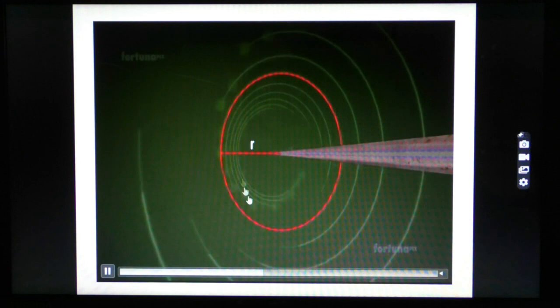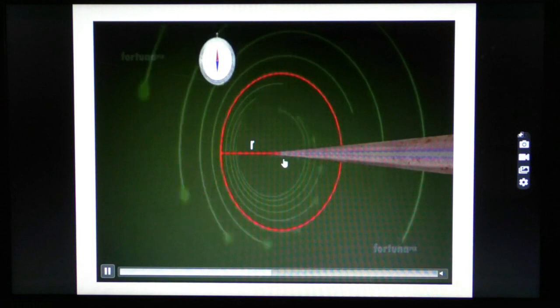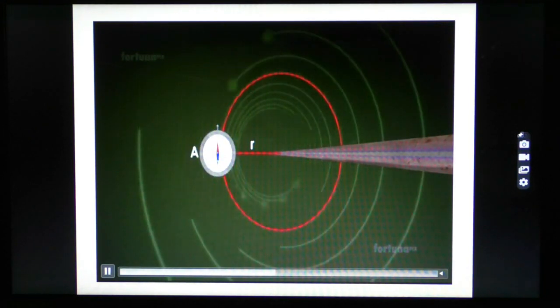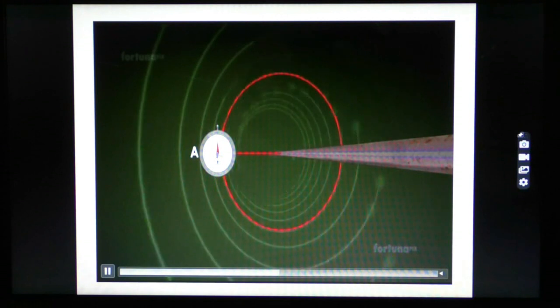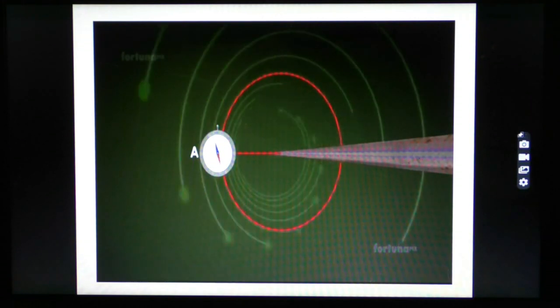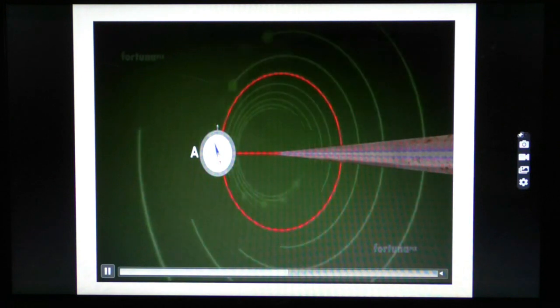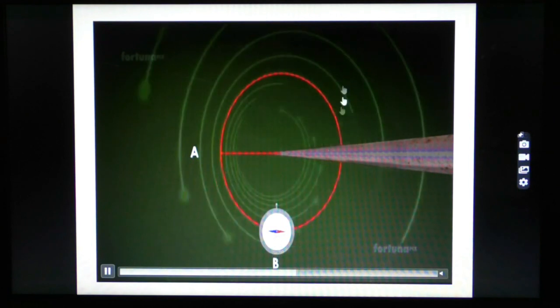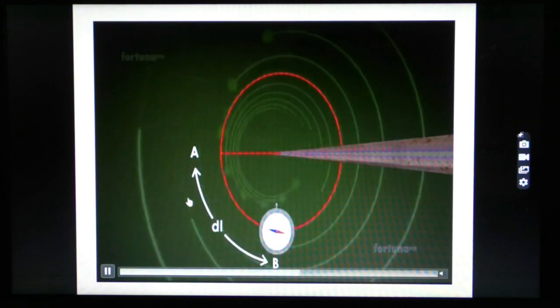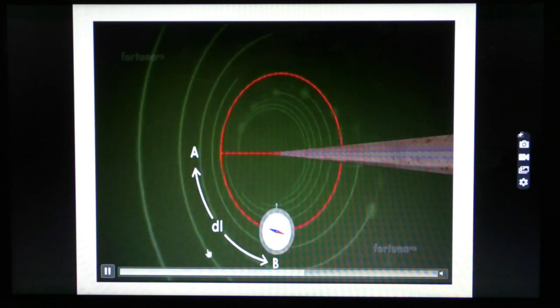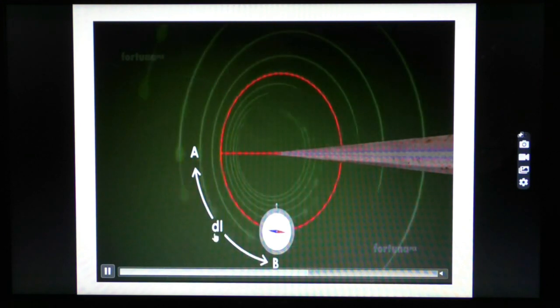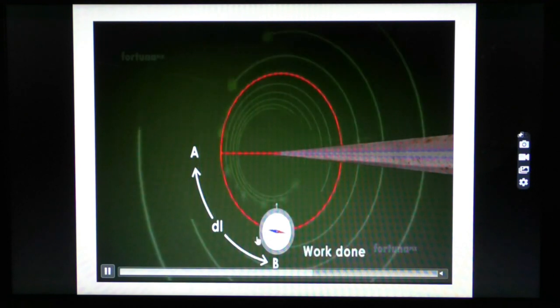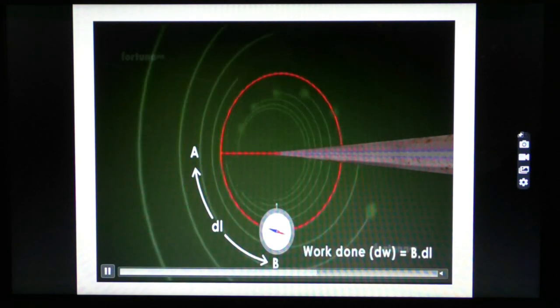Let me consider here a loop of magnetic lines of force of radius r. R is the radius, and we place here at point A a magnetic compass just to check the presence of magnetic field. Yes, it deflects, which shows the magnetic field. Now what happens? We bring it to some point B on the circular path, through which we move from A to B, and we cover some distance dl. This distance AB is equal to the length of the circular arc.